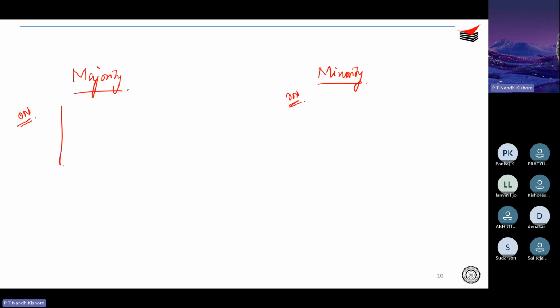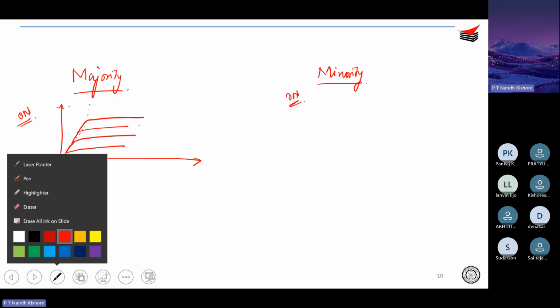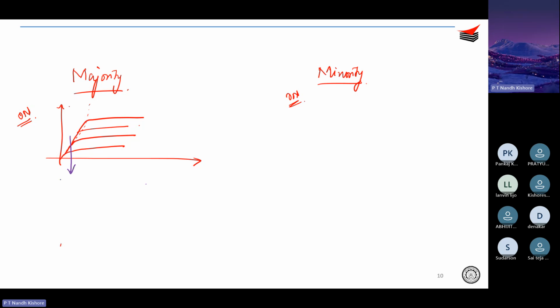So if you can remember the VI characteristics of a MOSFET, right? So it will be something like this, right? So what happens is this particular region is known as the ohmic region, right? And after this, the current has saturated, right? So this region is called the saturation region. Okay. So when the MOSFET is completely turned on, the device actually operates in the ohmic region.